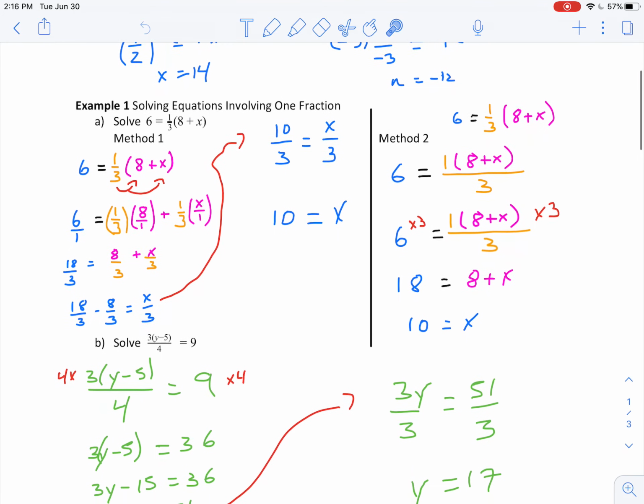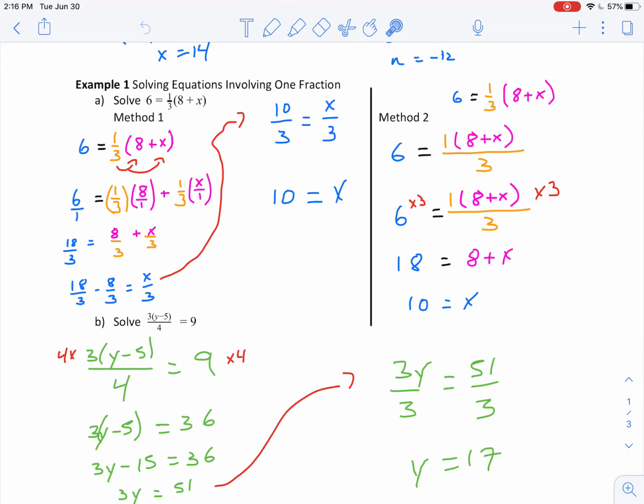So when we are solving equations involving one fraction, there are actually two methods that we can use. I'm going to go through both, and then moving on, I'm only going to be using one method. So the first method here, I rewrote it: 6 is equal to 1 over 3 multiplied by 8 plus x. We can go ahead and use the distributive property and distribute 1/3 into the bracket. So 1/3 times 8, 1/3 times x.